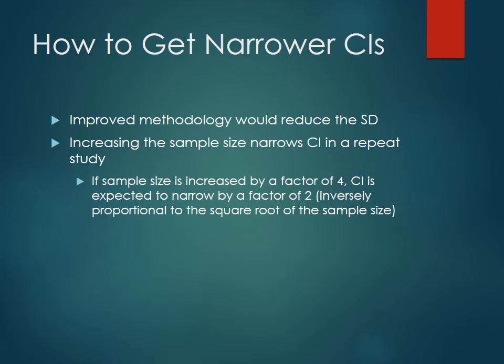Increase population, absolutely. So you're looking at a much bigger population in order to help decrease that confidence interval. Just remember that as you increase your sample size by a factor of 4, the confidence interval would be expected to decrease by a factor of 2, because it's over the square root of n. So just know that confidence intervals are going to be inversely proportional to your sample size.